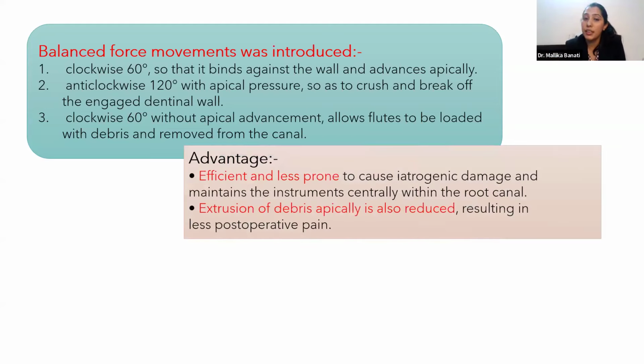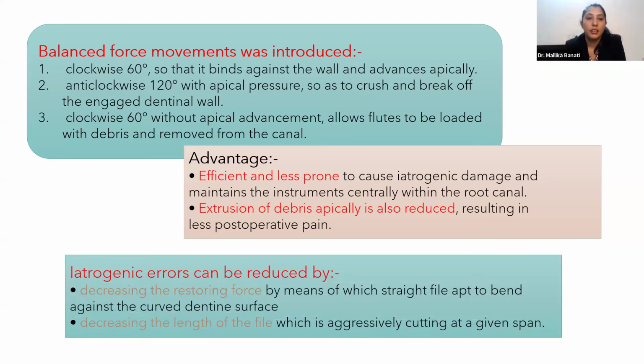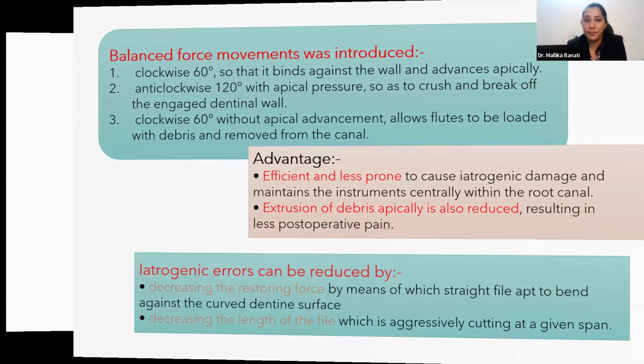So now what are the advantages? It is efficient, less prone to cause iatrogenic damage in such cases, and maintains the instrument centrally. So basically our instrument is centered within the canal. That is the first requirement in cases which have calcification and curvature. Extrusion of debris apically is also reduced in such cases, resulting in less post-operative pain. Iatrogenic errors can be reduced by decreasing the restoring force by which a straight file tends to bend against the curved dentine, and by decreasing the length of the file which is aggressively cutting in a given span.